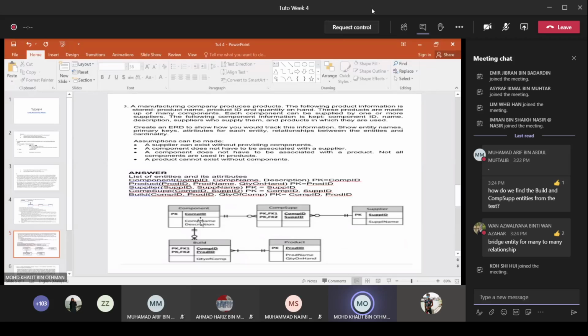Here is an example of the ERD for the above case. We have the component entity connected with the supplier using a component supplier entity, which is a bridge entity. We also have the product entity connected with the component entity through a bridge entity, which is the boot entity. And you must know here that the product entity is a weak entity.